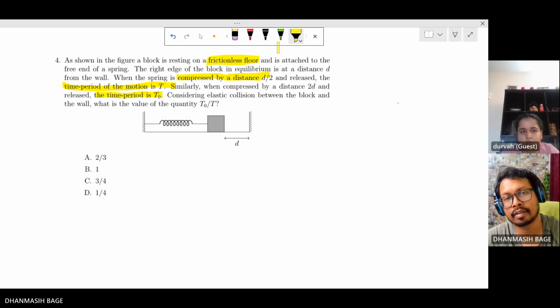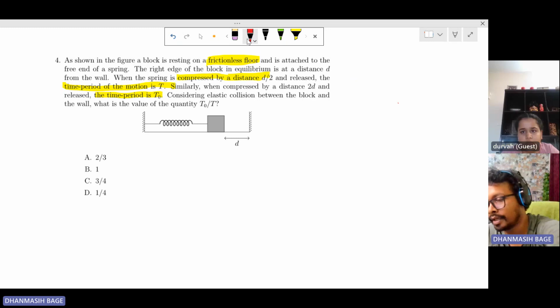Yes. Give it a try. Can you tell me what approach we can take to solve this question?